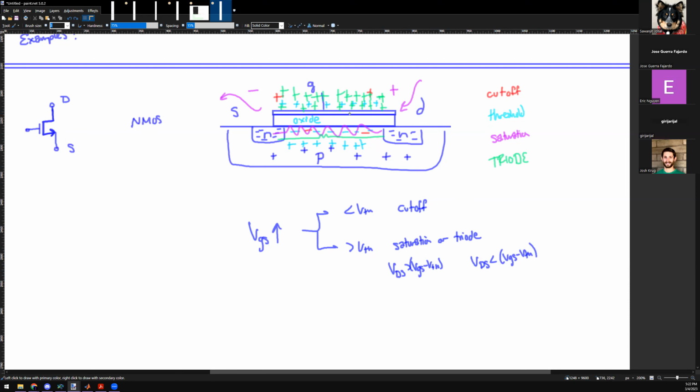So either I'm not pushing a lot of current through, so this channel is not saturated, or I'm pushing a huge amount of current through, but the channel is not resistive at all. That VDS is very small. So basically, VDS small means resistive, very small resistance, and VDS big means that my channel is saturated. Does that make sense? Yes, it does.